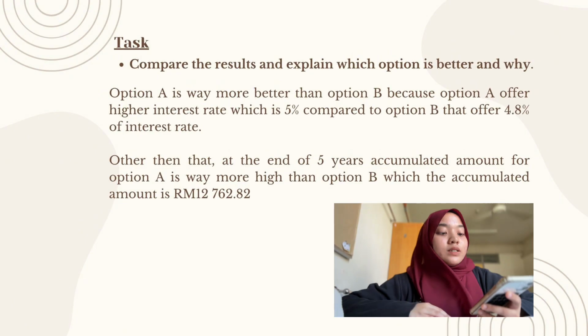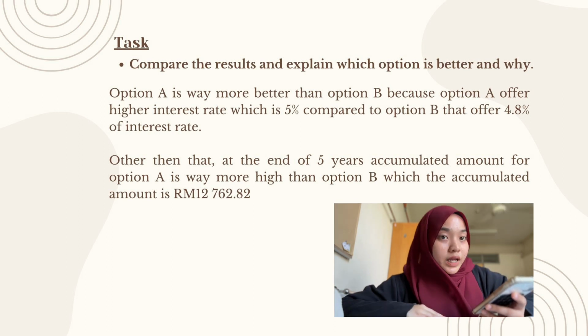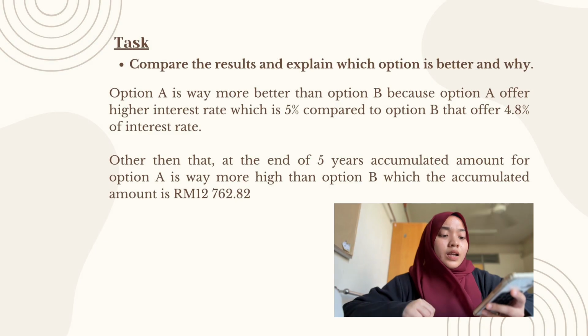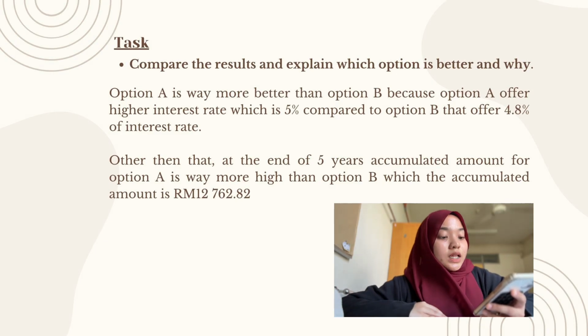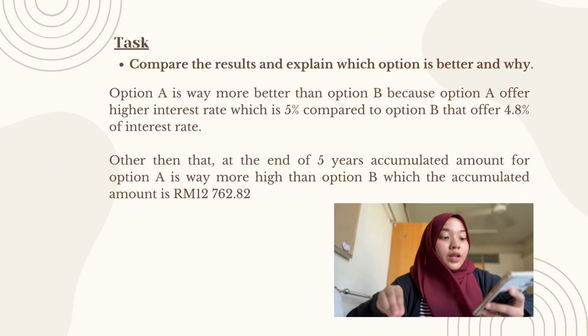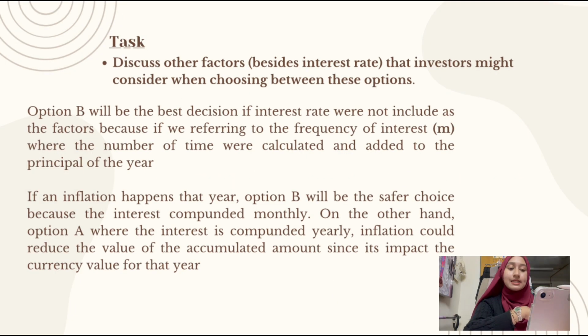In my opinion, option A is way better than option B because option A offers a higher interest rate, which is 5% compared to option B, which offers only 4.8% interest rate. Other than that, at the end of 5 years, the accumulated amount for option A is way higher than option B, which the accumulated amount is RM 12,762.80.